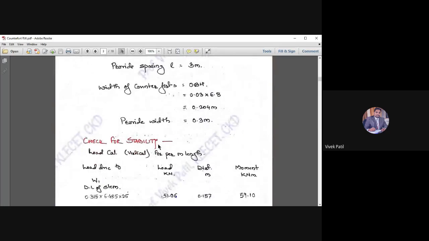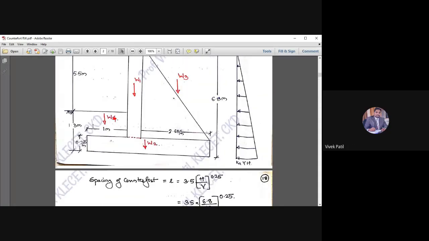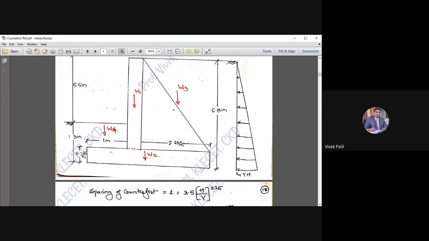So let us check it. 0.315 into 6.485 into 25, that is the density of concrete. Just check it. That is the load in kilonewtons. Whether it is 51.6 or 51.06. 51.06, sir. Okay.